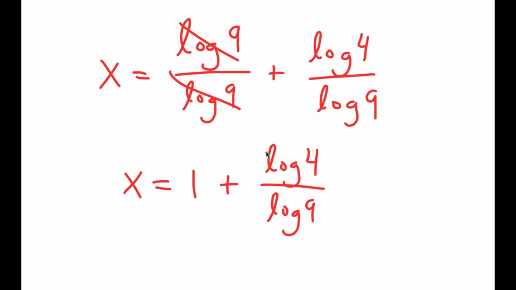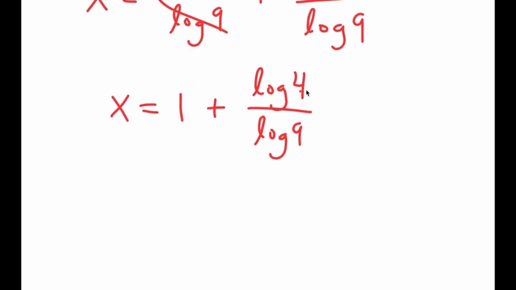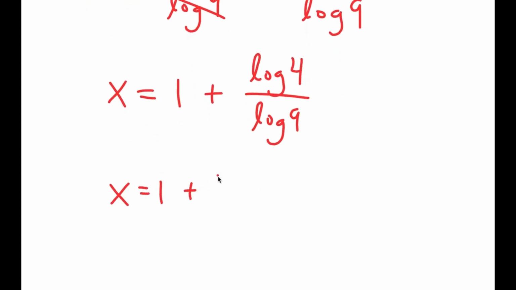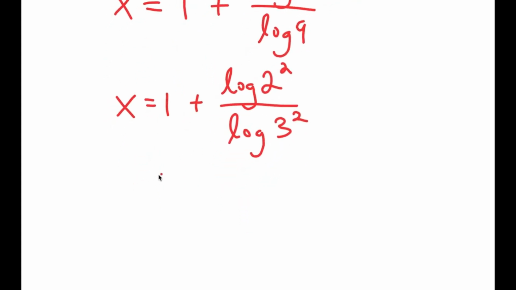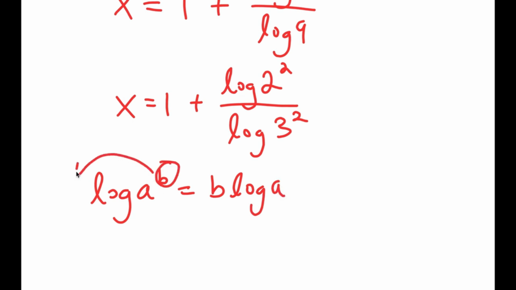Now from here, I'm going to simplify this by rewriting log 4 as log of 2 squared, because 4 is equal to 2 squared. And I'm going to do the same thing to log 9. I'm going to rewrite it as log of 3 squared. So now remember that if I have something in the form log a to the power of b, this is equal to b times log a, because I can move b to the front. So I'm going to be reusing this property on these two terms. So log 2 squared, I'm going to move the 2 to the front. And same with log 3 squared, I'm going to move the 2 to the front.